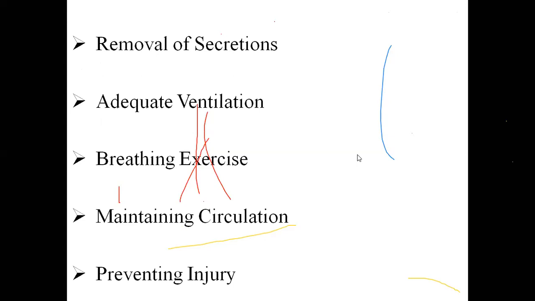Then removal of secretions. When patients have a lot of secretions, one thing we do as nurses is suctioning. You have to remove secretions as often as possible so that patients will not aspirate the secretions. Then adequate ventilation. You should ensure that patients have adequate ventilation. Patients need support of ventilation. This will be done by way of oxygen therapy. So you should be able to assess the patient's oxygen saturation so that you will know if the patient needs assisted ventilation or not. Then breathing exercise. As soon as the patient is conscious enough to do this, you have to initiate this as early as possible.